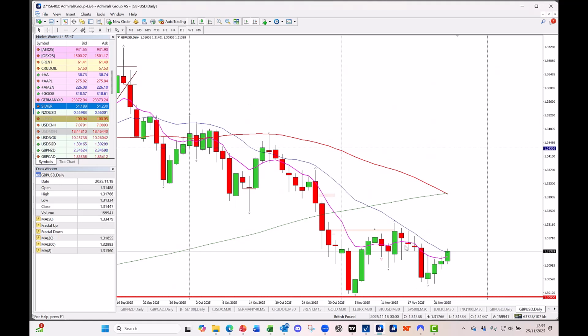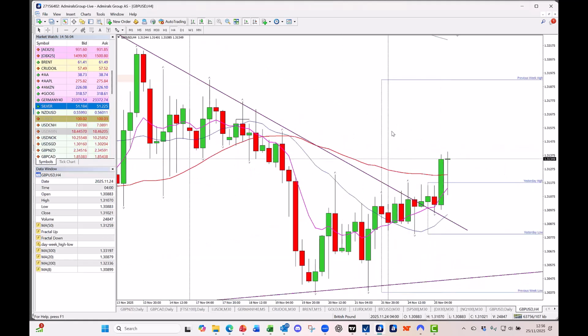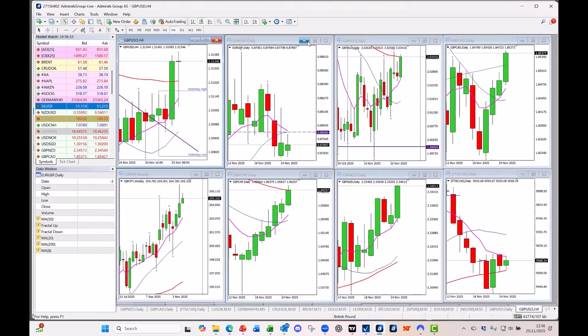And finish with cable. Cable has just worked its way lower. I wonder now if we are in a bit of a coil. This isn't the best drawing, but hopefully you get the idea: a coil that's happening in front of the budget, US Thanksgiving, and data as well. So we're just coiling our way there.